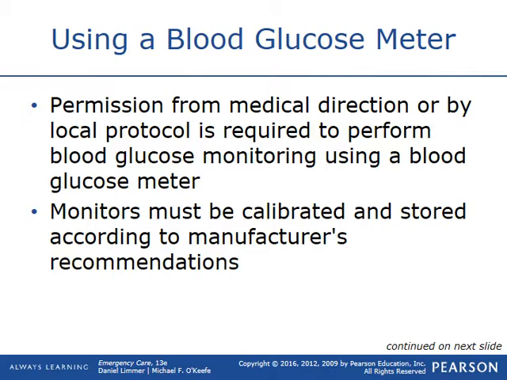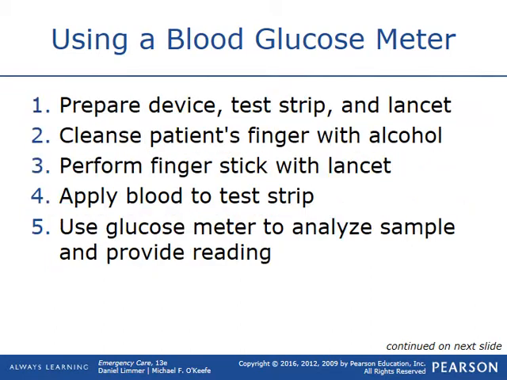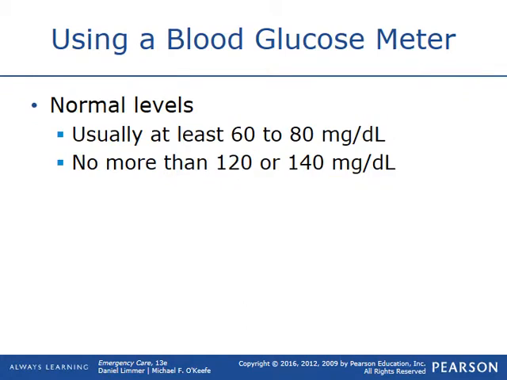Monitors, remember, must be calibrated and stored according to the manufacturer's recommendations in order for them to read correctly. To use it, you want to prepare the device, the test strip, and the lancet. You'll clean the patient's finger with the alcohol swab, and you'll perform a finger stick with the lancet. Apply blood to the test strip, and use the glucose meter to analyze the sample and provide a reading. Normal levels, we would like to see at least 60 to 80 milligrams per deciliter. We don't want to see them any more than 120 or 140 milligrams per deciliter.